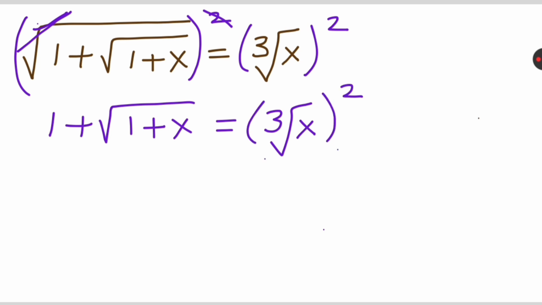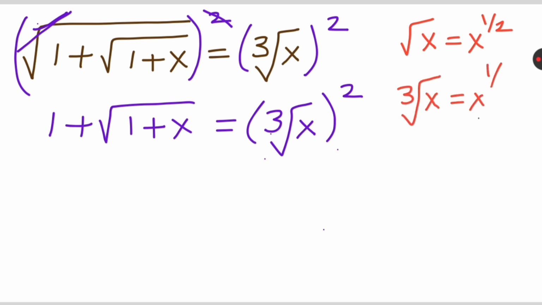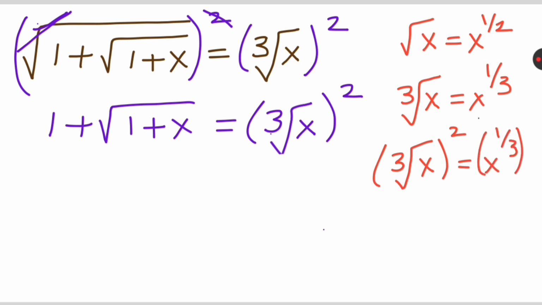On the right hand side we have cube root of x. Suppose we have a square root of x, we can write it in exponential form, that is x raised power of 1 over 2, isn't it? Same like that, if you have a cube root of x, we can write it as x raised power of 1 over 3. We have cube root of x whole raised power of 2. We can write this as x raised power of 1 over 3 whole raised power of 2.